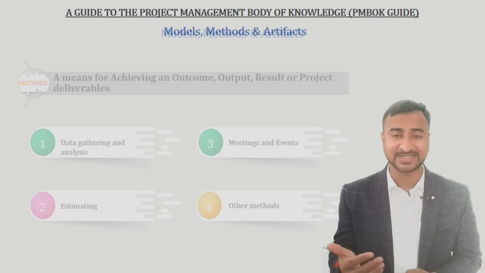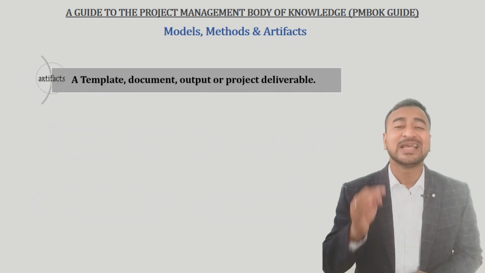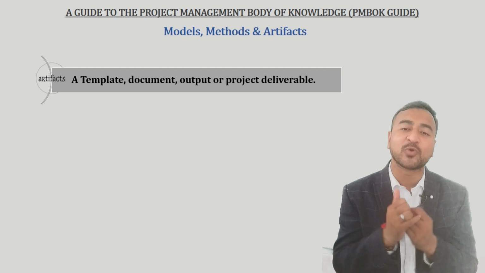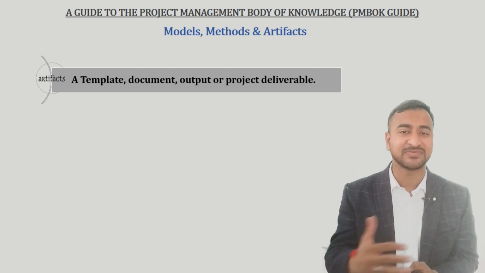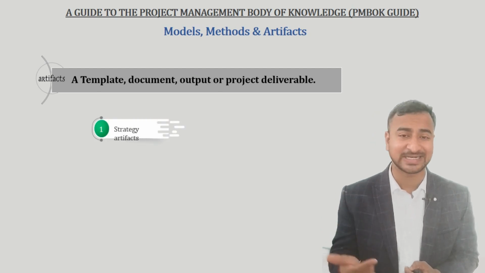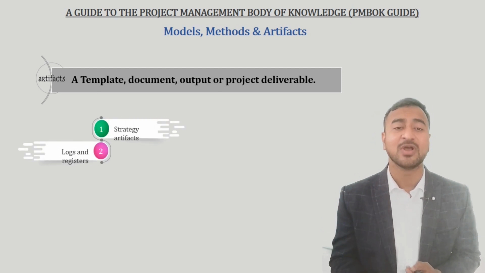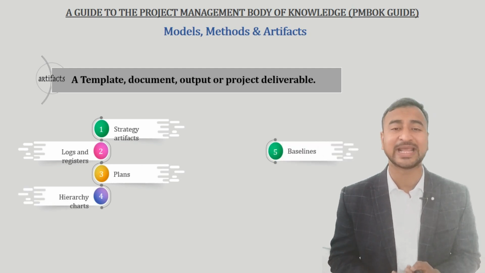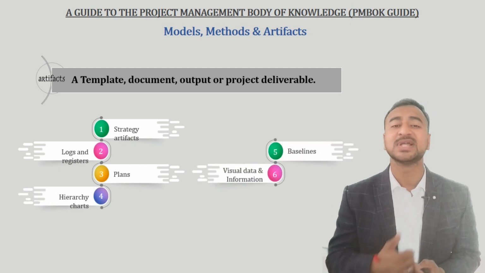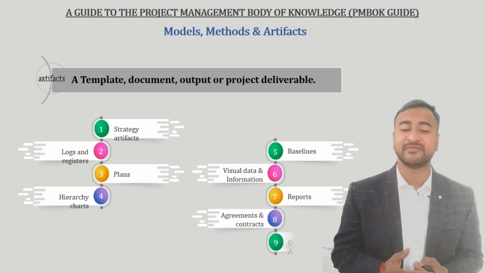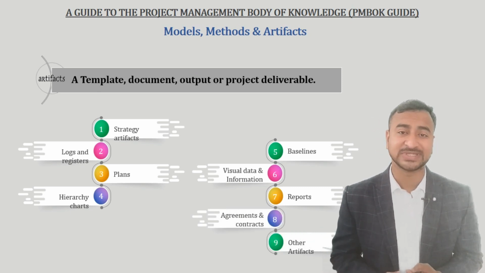And artifacts, what do you mean by artifacts? An artifact is a template, document, output, or a project deliverable. In upcoming sessions, we will discuss in detail different types of artifacts, like strategy artifacts, logs and registers, plans, risk register, stakeholder engagement, story point, value maps, and many more. That is the number of artifacts that we are going to discuss.